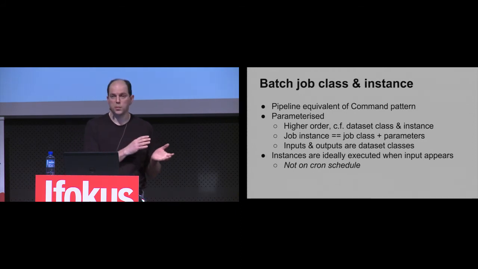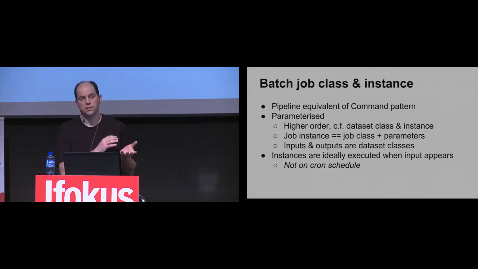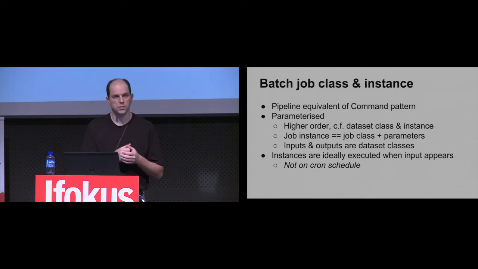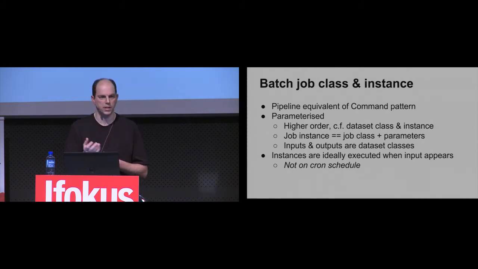And in a similar way, as we have the data set classes and instances, we have job classes and instances, where a job instance takes a number of data set instances and produces some data set instances as output. And the job class is the generic version without parameters. And these instances are executed when the inputs arrive.